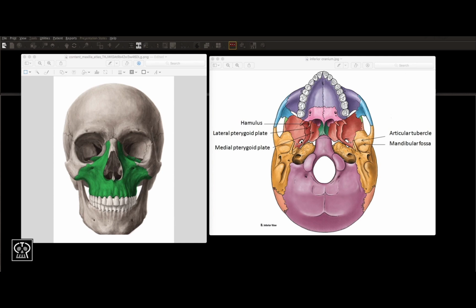Looking at the maxilla from the inferior, we can see our alveolar process housing the teeth, as well as the hard palate. Here we can see a suture line running in the middle of the hard palate, which we'll examine later on the CT scan. As well as, most importantly, in the posterior, you can see the medial and lateral pterygoid plates. These are extremely important when diagnosing a Lefort fracture and is something we will greatly emphasize when reviewing the CT scan.